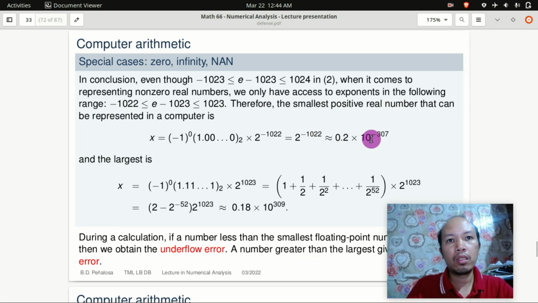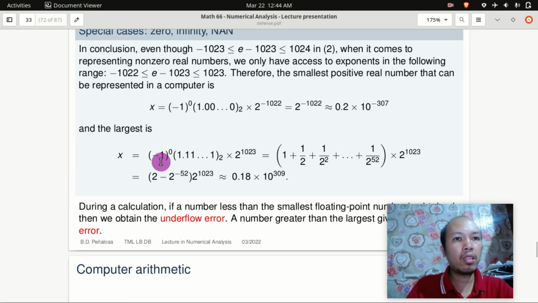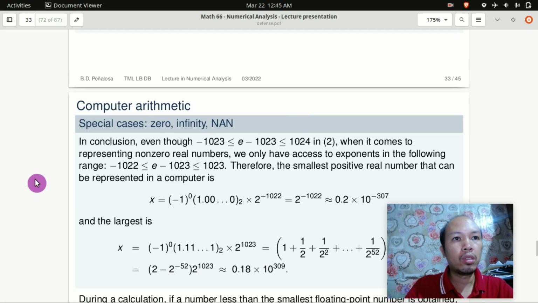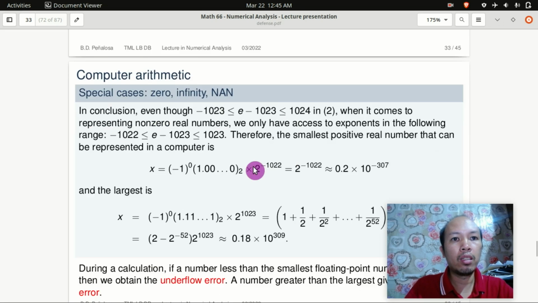expression here. For the largest number, for the largest exponent, we have to use this bound here. 1023, not 1024, because we reserve the other digits, the last point, to 0, infinity, and NaN. So that's the reason.